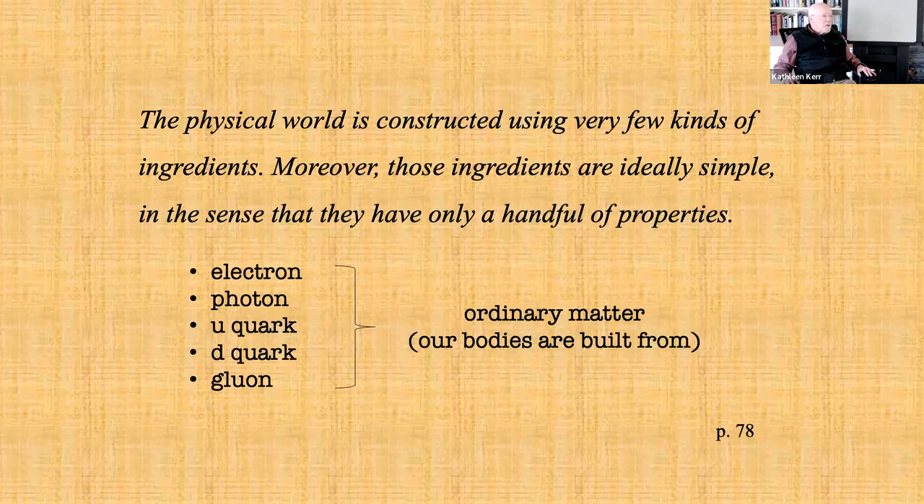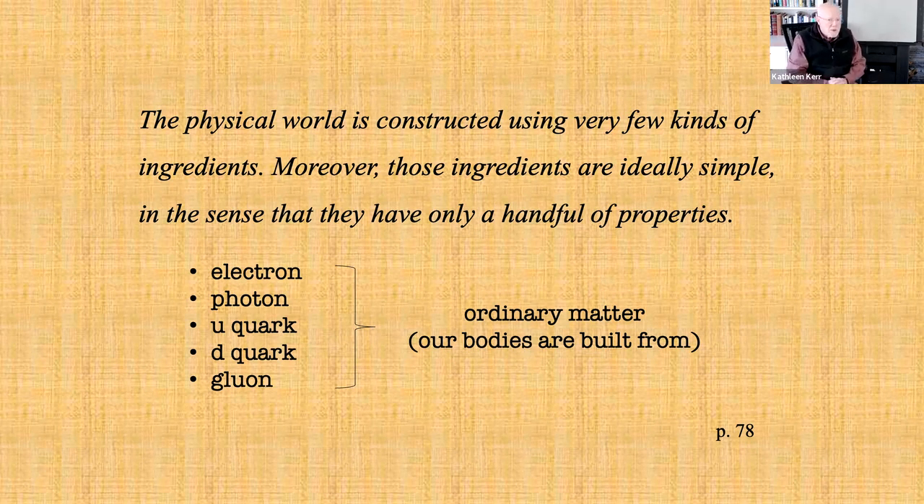So maybe some of you know, but probably very few in the audience could list the 5 particles he lists there. The physical world is constructed using very few kinds of ingredients. Moreover, those ingredients are ideally simple in the sense that they only have a handful of properties. And what's that group? Of course, the electron, the photon, the U quark, the D quark, and the gluon. I won't get bogged down in trying to explain those because I'd have to be a much better scholar to do that. But the ordinary matter of our bodies, that's what we're built from.